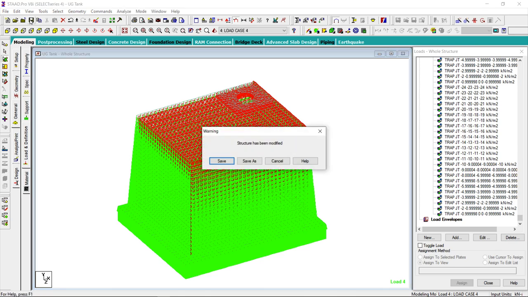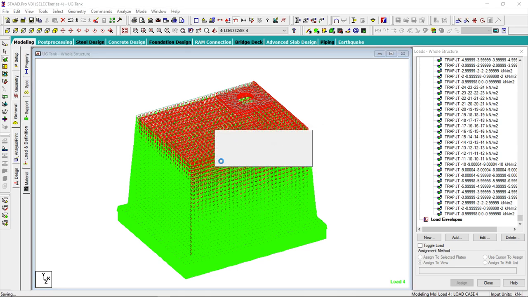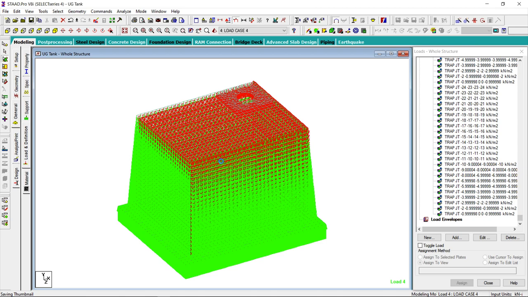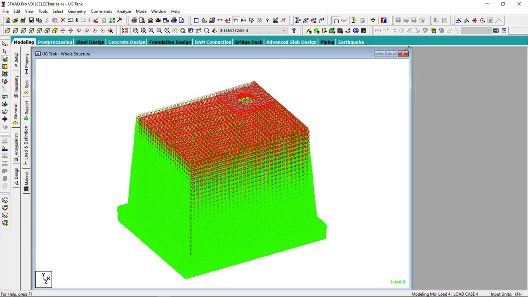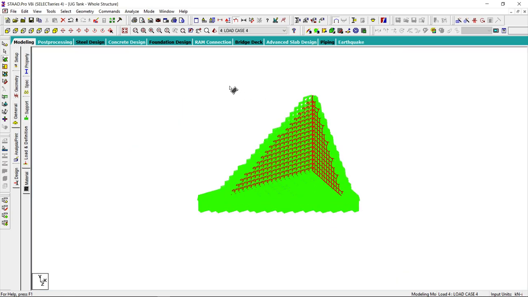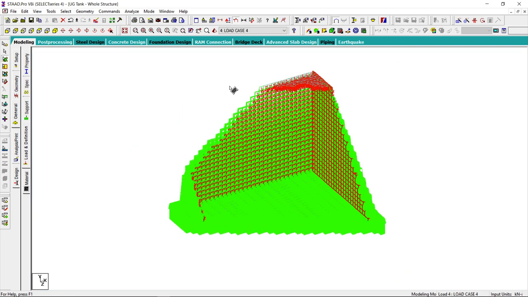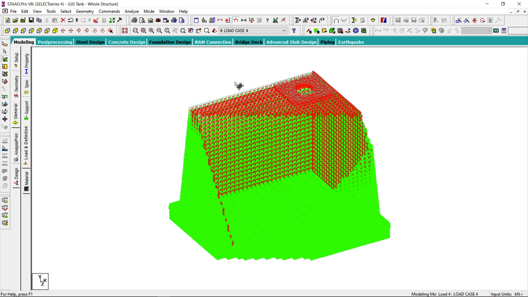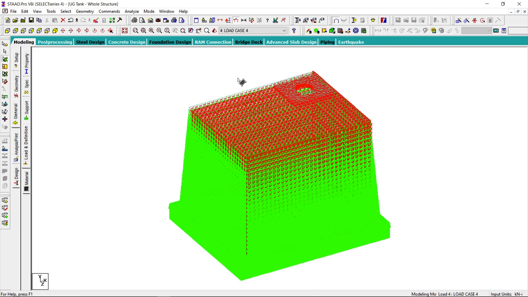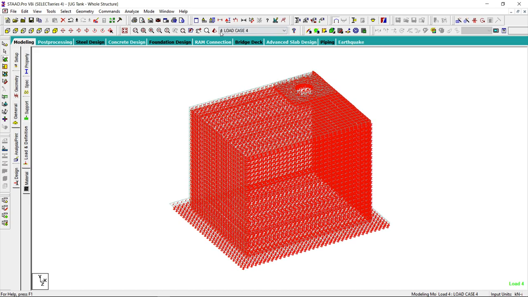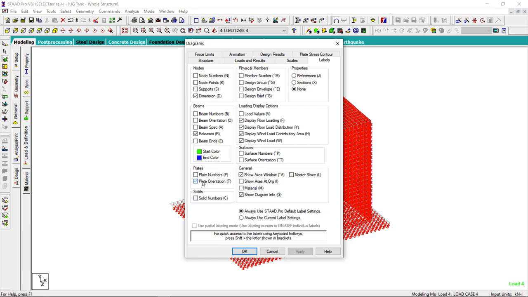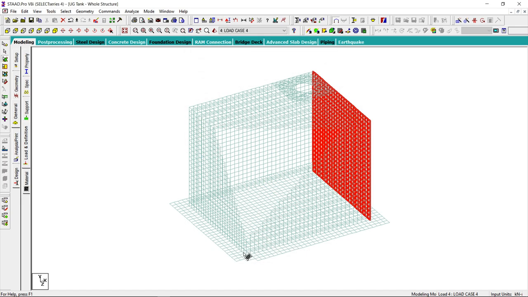Let us save our model. Close. Let us put the forces off. Let us put the plate orientation off.